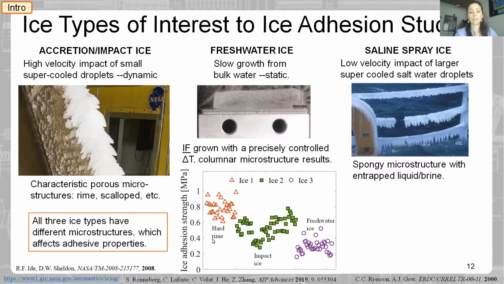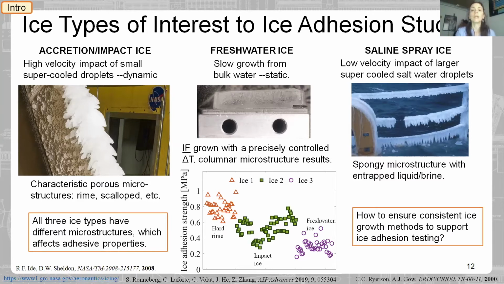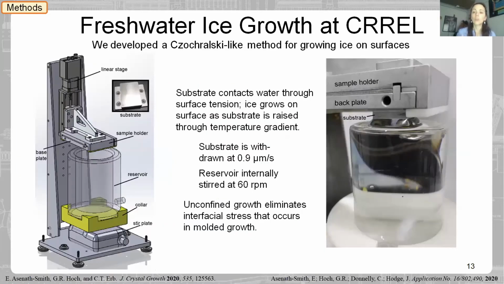So here's a study from a group in Canada that showed the difference in apparent ice adhesion strength, or the force that's required to remove these ices from the surfaces, as a function of the type of ice. So having a consistent ice microstructure really matters if you're going to start to standardize testing. In my research group, we took it all the way back to the ice, and started working on how we can first have very consistent ice growth with a consistent microstructure, in a very regulated fashion, so that we can actually form ice on surfaces and carry out these tests.